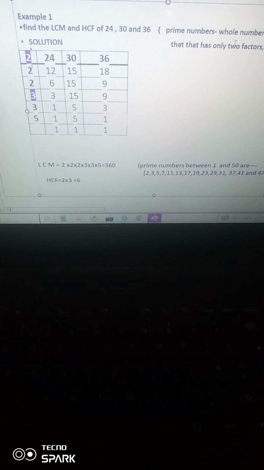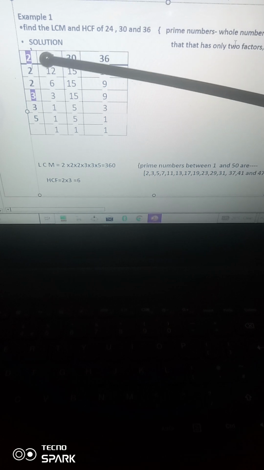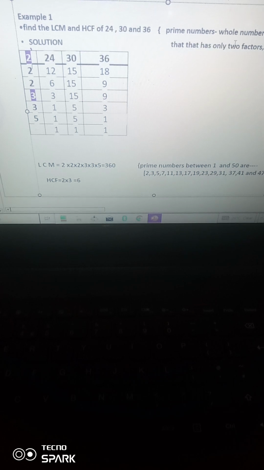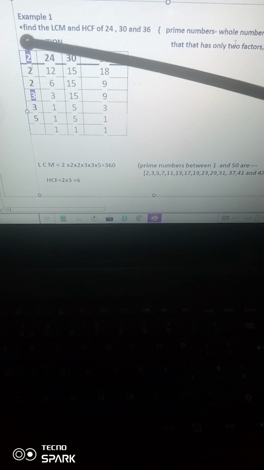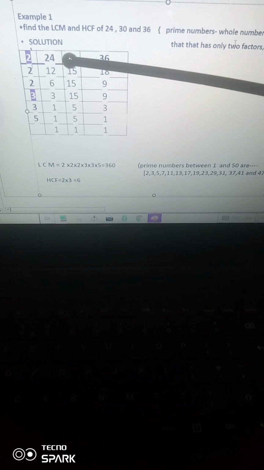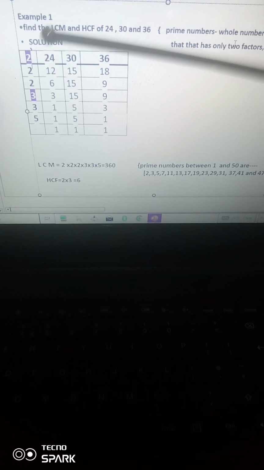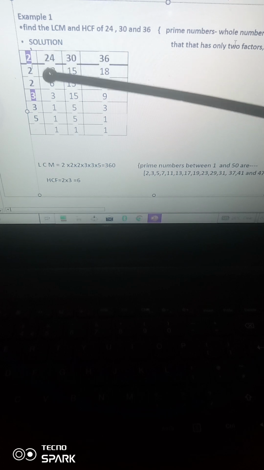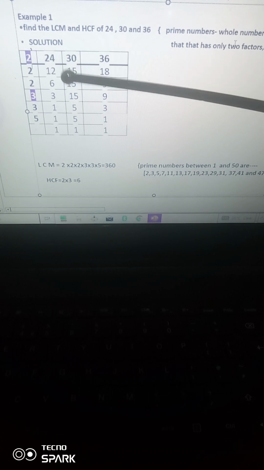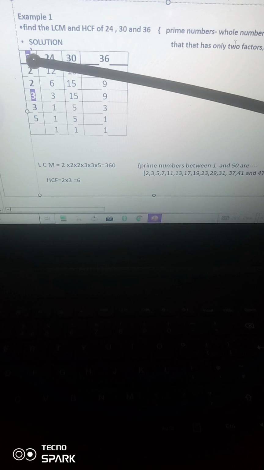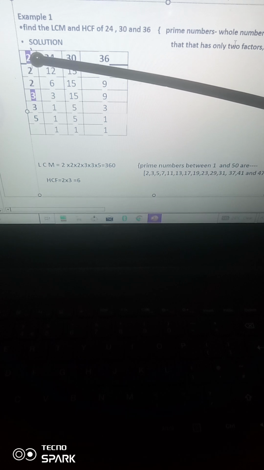That means the one that we will pick as the HCF must divide each of the three numbers exactly without what? A remainder. So any of these prime factors that divide 24, 30, and 36 exactly without a remainder is one of the HCF. For instance, this first one divides 24 to give us 12, 30 to give us 15, 36 to give us 18. And so 2 is one of the HCF factors.